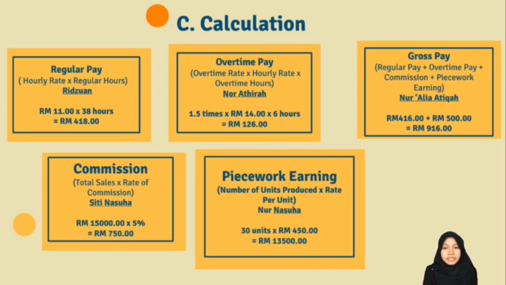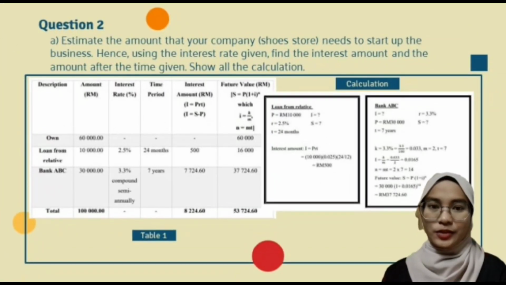Piecework earning, Miss Noor Nasuha: 30 units multiplied by 450 equals 30,500 ringgit. Lastly, gross pay, Miss Noor Alia Atiqah: 460 ringgit plus 500 ringgit equals 960 ringgit.